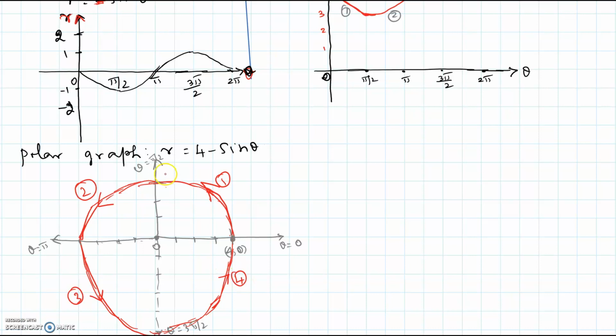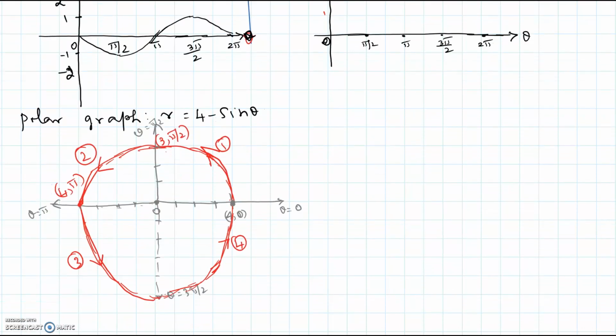So if I want to mark some points, at pi by 2 it is equal to 3. So it's 3 comma pi by 2, r comma theta. Here it is 4, 4 comma pi. And then at 3 pi by 2 it reaches 5. So it's 5 comma 3 pi by 2. Then at 2 pi it again reaches 4. So 4 comma 2 pi, which is the same point as this one.